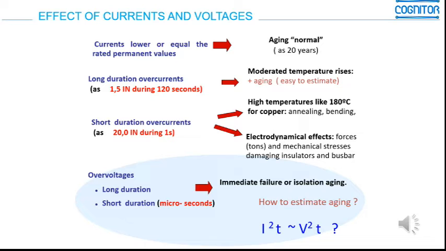These short circuit currents can produce very high temperatures, which may cause, for example, the annealing of copper, the bending of copper, or can also create the so-called electrodynamical effects, which are very intense forces caused by the magnetic field created by the current inside the conductors. And this very big force can cause damage to insulators, busbar systems, bending, and so on.